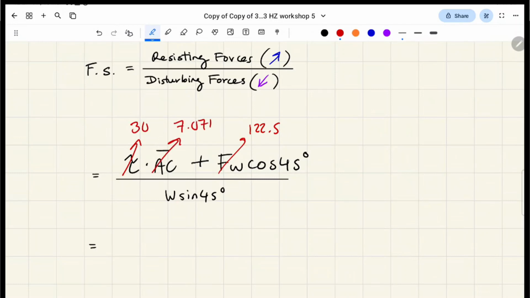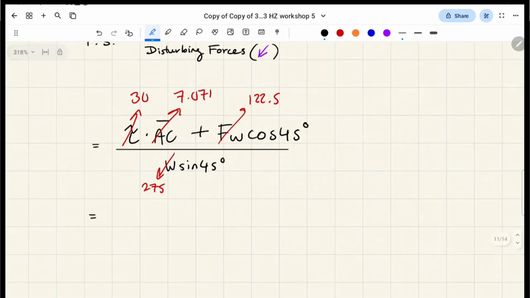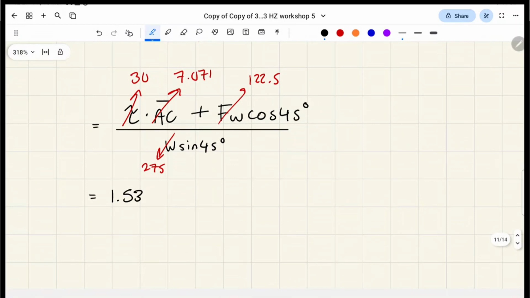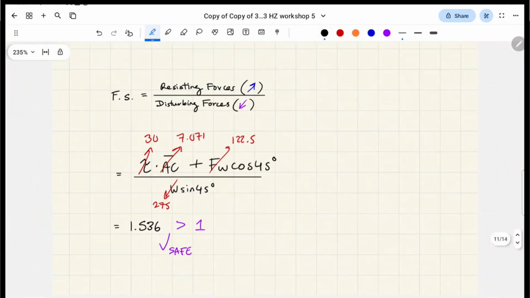This was 275, right? Punch that in. Remember, without the hydrostatic water pressure, this number was 1.01 or something like that. Now it's 1.5, which is greater than 1. Still safe. Yep. All good? Now we do the drain case with the hydrostatic water pressure as well.